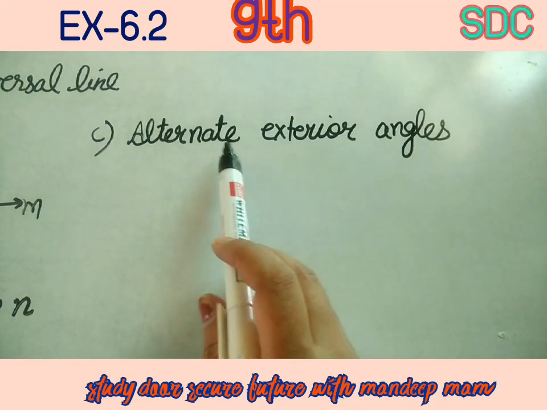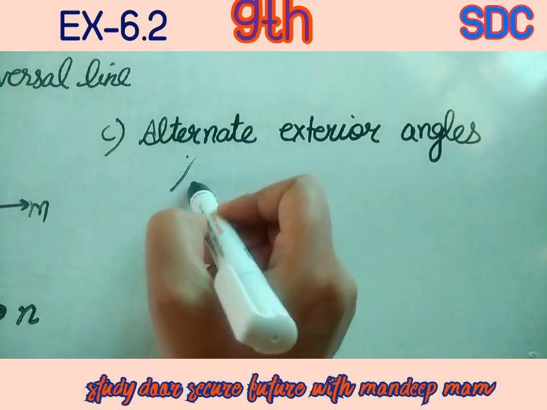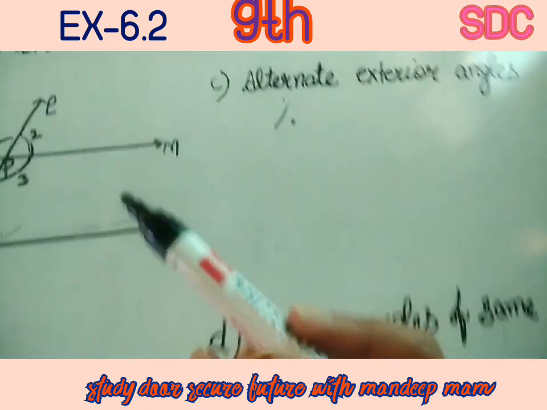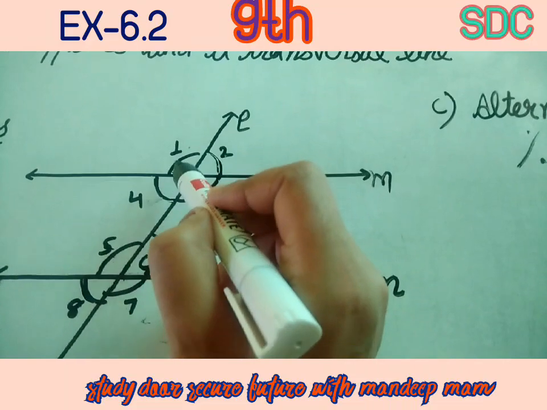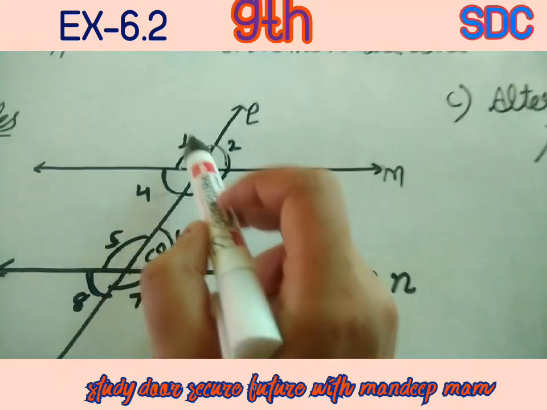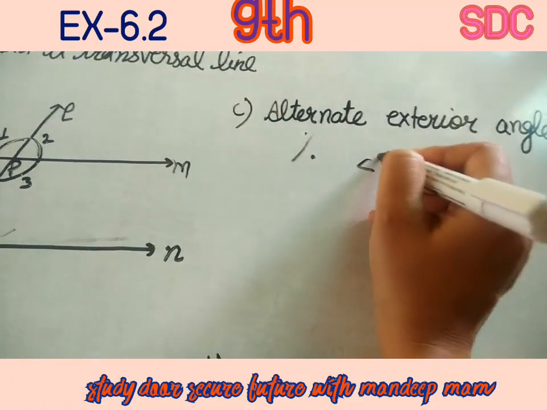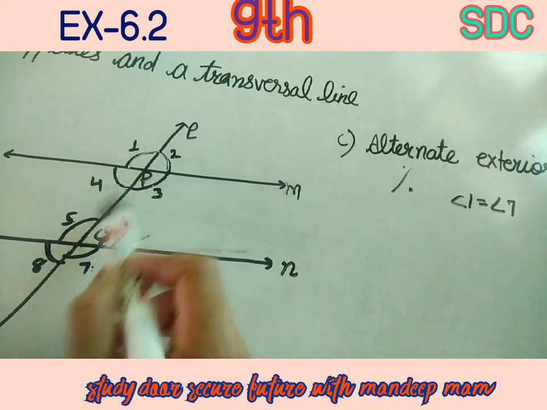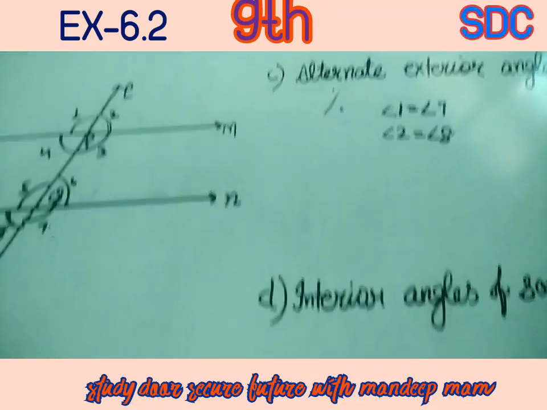Now our next angles are alternate exterior angles. We know alternate angles are on opposite sides of the transversal line, and exterior angles are those which are outside the lines. So angle 1 and angle 7 are alternate exterior angles. We write angle 1 is equal to angle 7, and the other pair is angle 2 and angle 8. Angle 2 will be equal to angle 8.